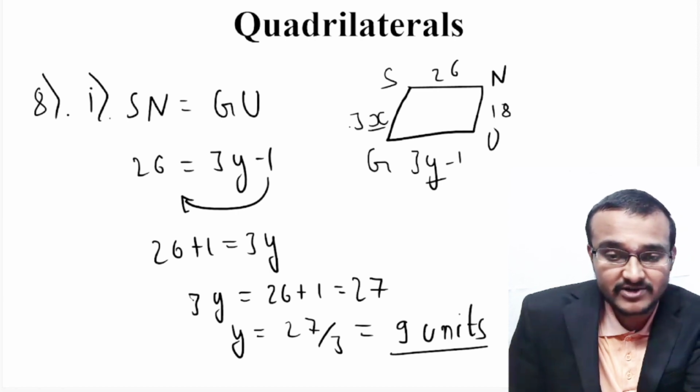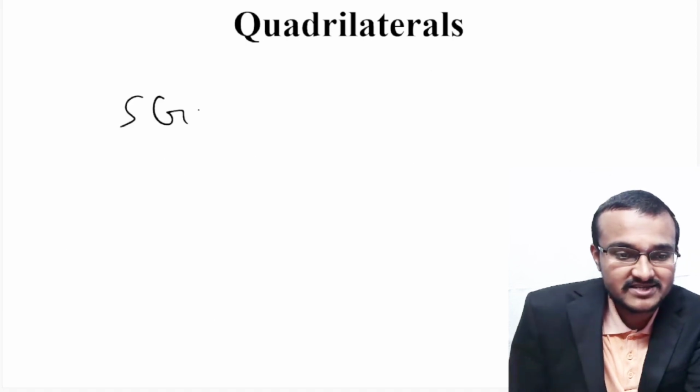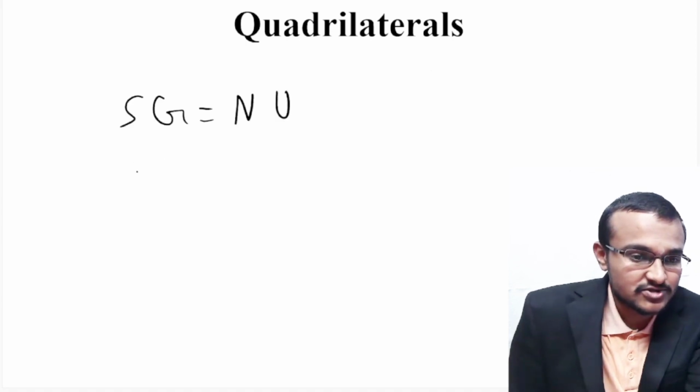Now we can find the value of x. Here also SG will be equal to NU because opposite sides are equal in a parallelogram. So SG is equal to NU. SG is 3x, which is equal to 18.